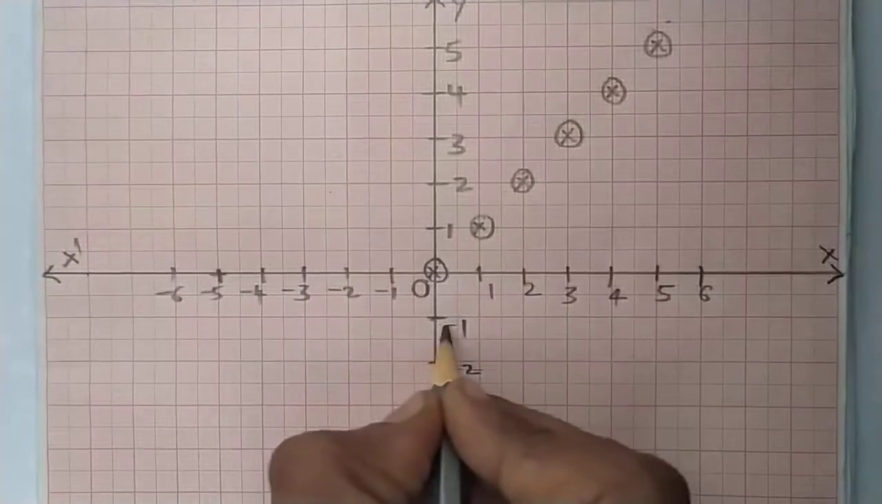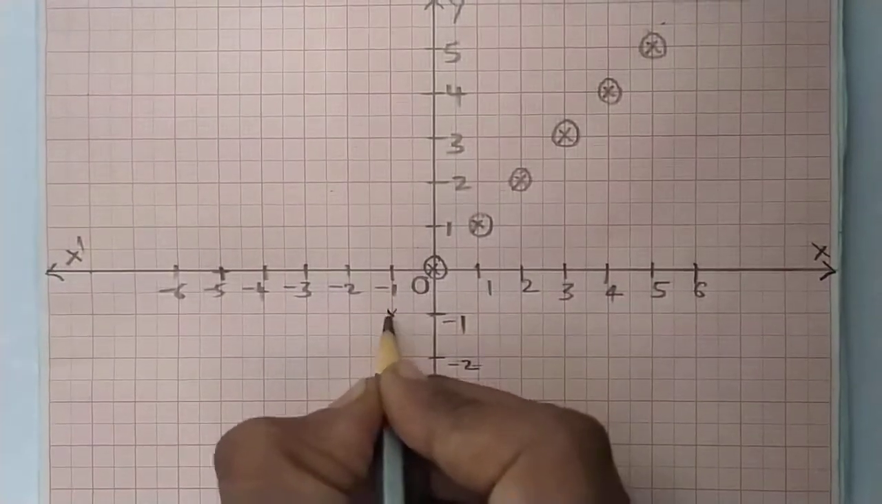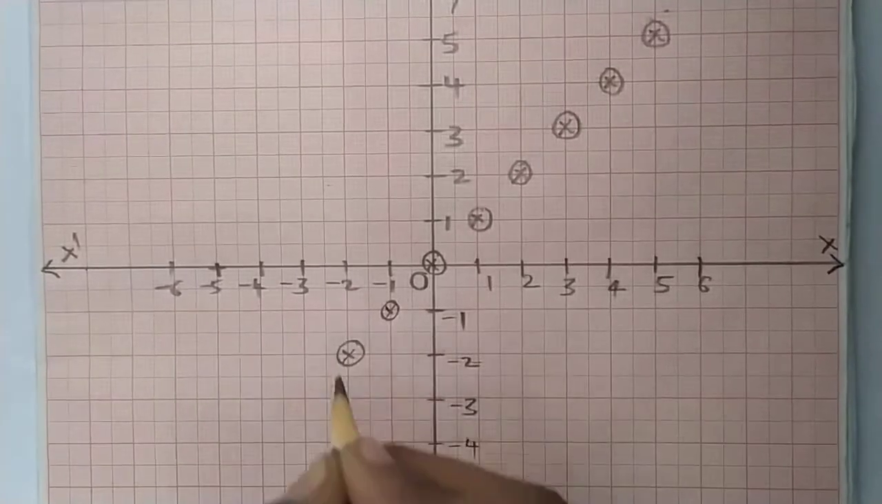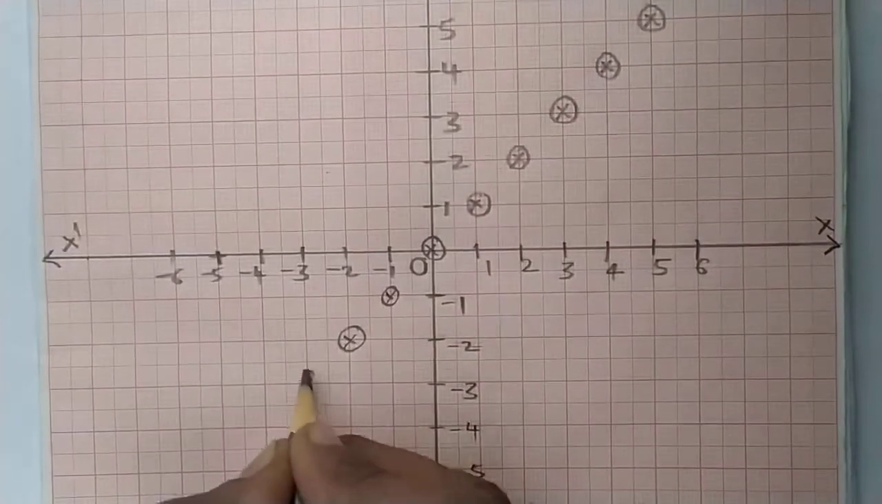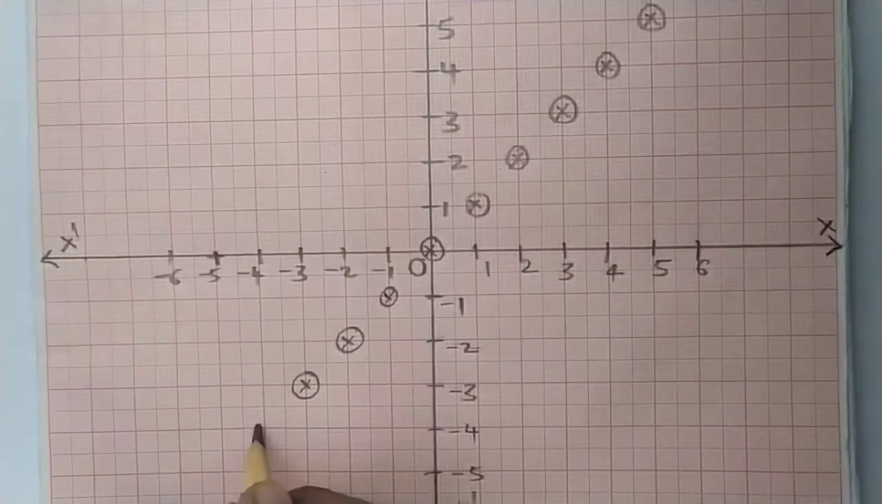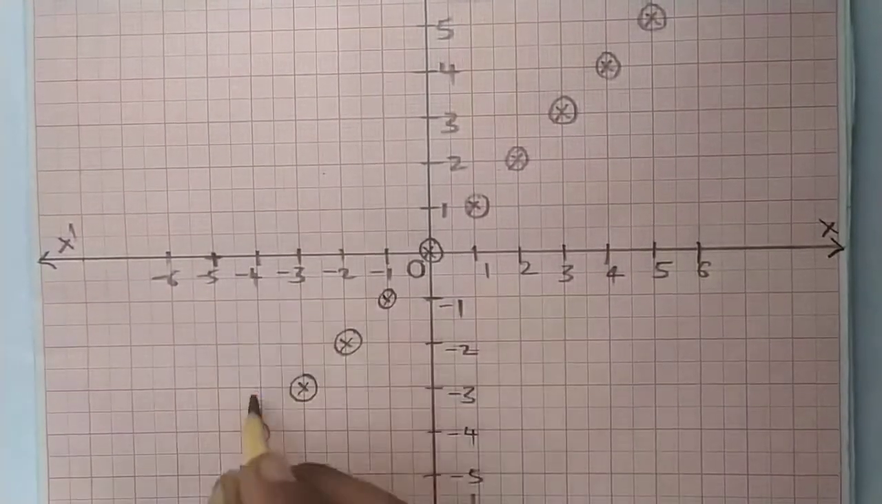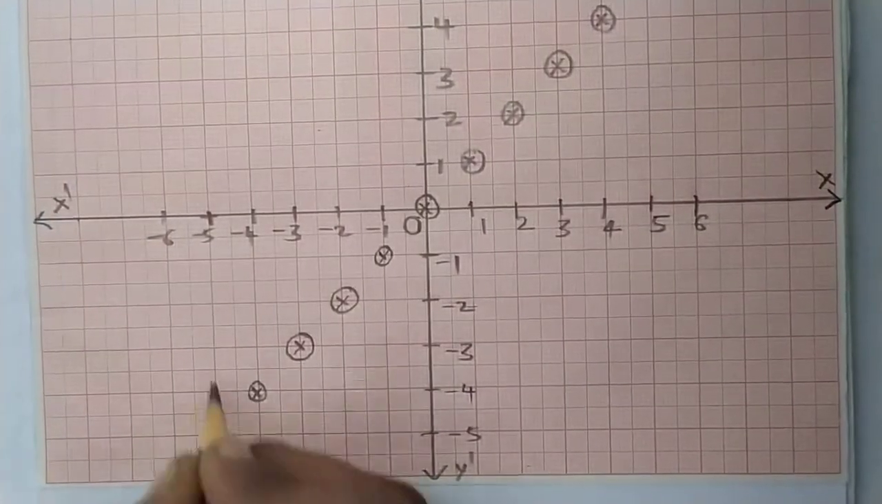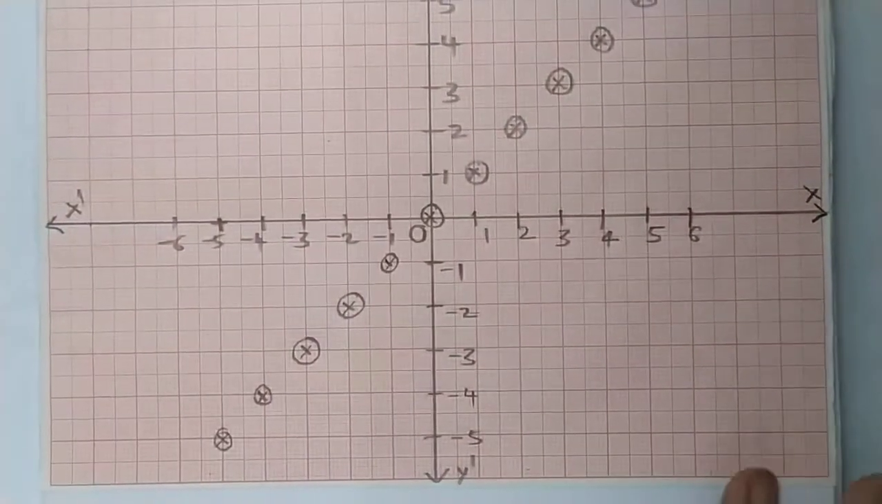Now, if x equals -1, y is also -1. If x equals -2, y is also -2. If x equals -3, y is also -3. If x equals -4, y is also -4. If x equals -5, y is also -5.